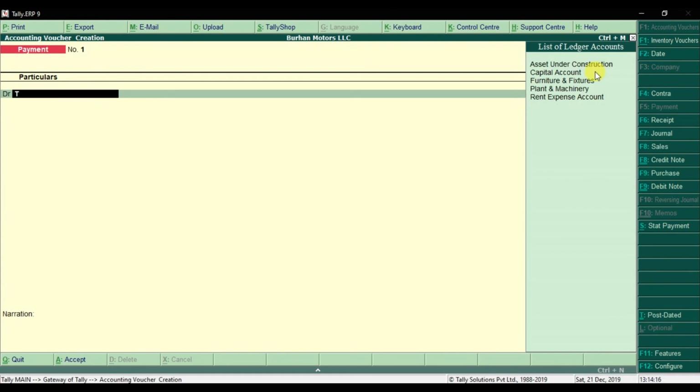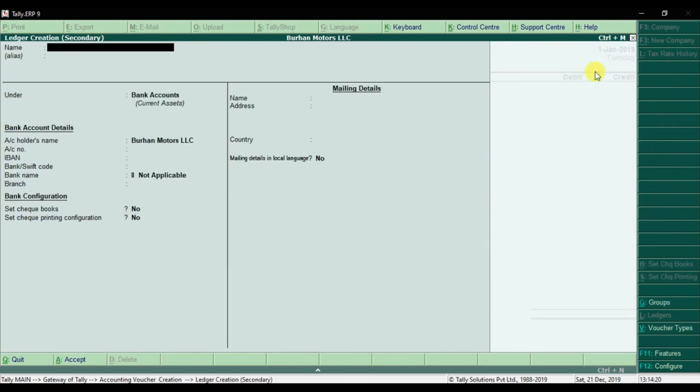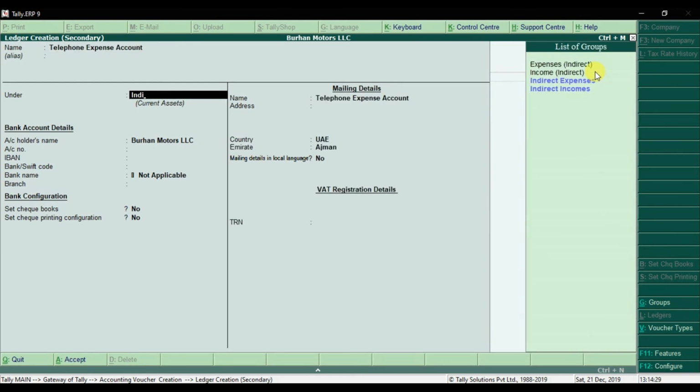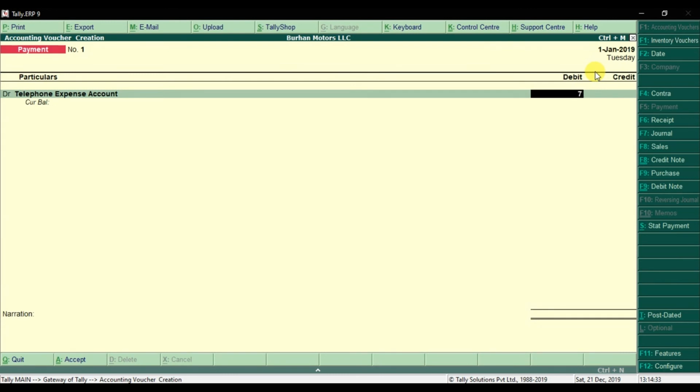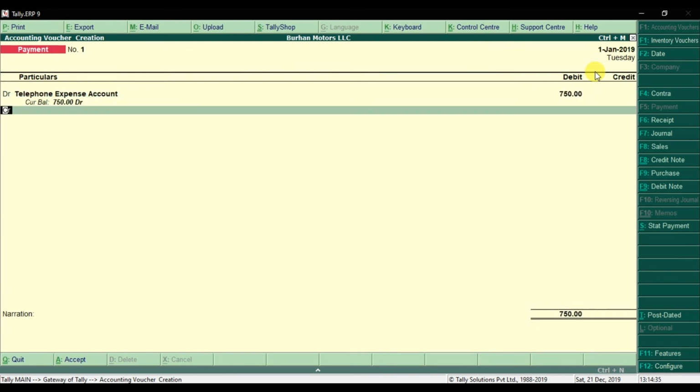Yeah. So we need to check. We don't have that ledger. So Alt C, telephone expense account. Right. So how much? That is 750. Enter, and then you're paying electricity also. Yeah. So here look, we have the credit. So I can change. I will make it DR again, a debit entry.